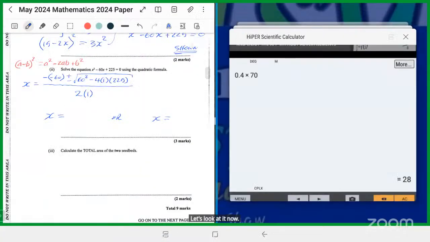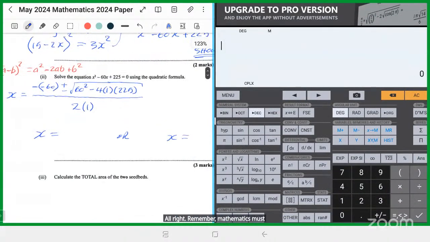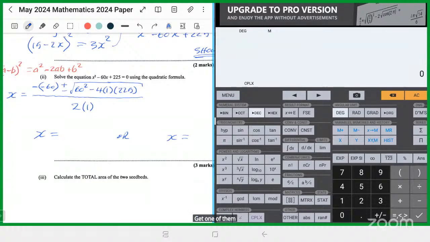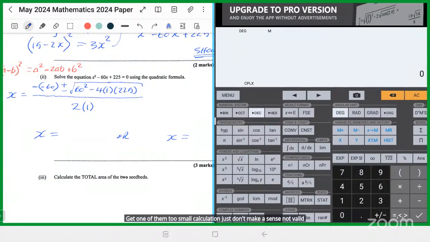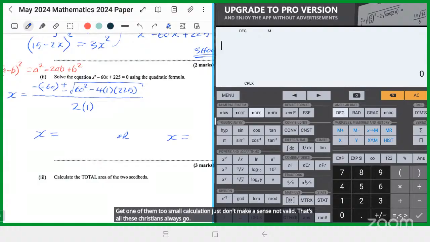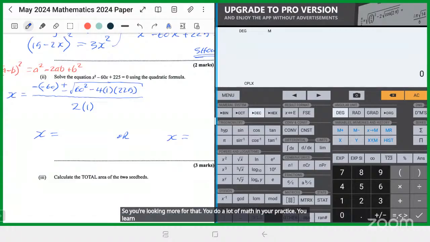All right. Remember, the mathematics must always make sense. Oftentimes with these calculations, one of the dimensions is not valid. So for example, if you get one of them negative, not valid. If you get one of them too small, where the calculation just doesn't make sense, not valid. That's how these questions always go. Most times, one of the values can't work for some reason. So you're looking out for that. You do a lot of maths and you practice, you learn that.